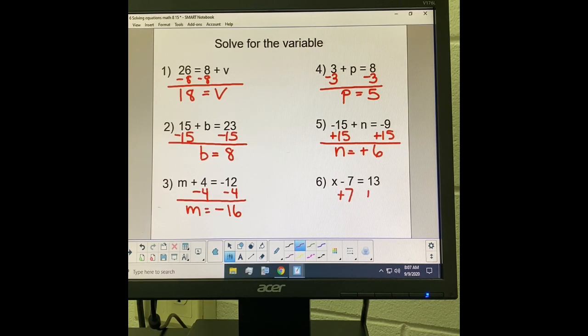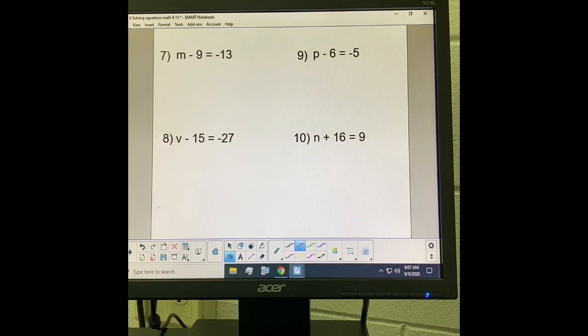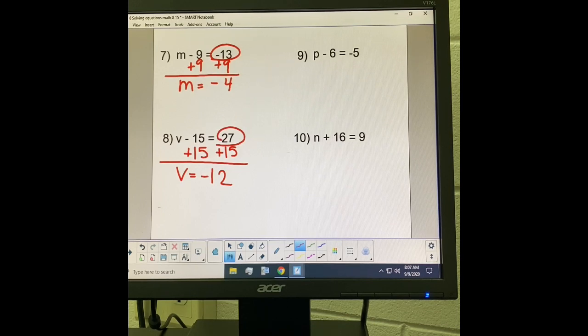For number 6, you do the same thing. You add 7 to both sides because that is the opposite of subtracting 7, and you get 13 plus 7. Continue to work on questions 7 through 10 using the same methods. Add or subtract from both sides. Isolate the variable. Remember, when you're adding and subtracting integers, you should follow those rules that we have already gone over.